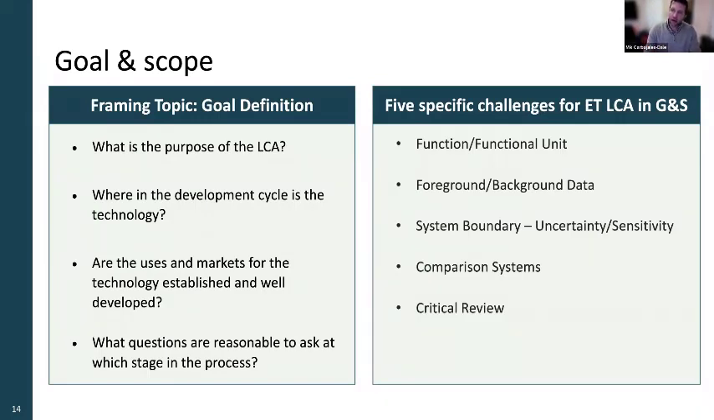So as I said, it's structured around the 4 stages of LCA. The first one being goal and scope, of course. We're thinking about goal definition. What's the purpose of the LCA? Where in the technology development cycle is that technology? Are the uses and markets for the technology established and well developed? As I said, we may know what this technology is going to be used for once it's developed. We might not know that, right? And then thinking about what questions it is reasonable to ask at which stage of that development cycle. And then 5 specific challenges: thinking about function, functional unit, foreground and background data, system boundary and uncertainty, comparison systems, and then critical review.